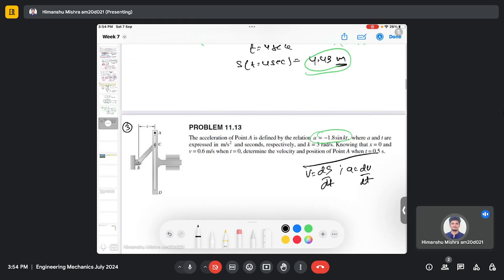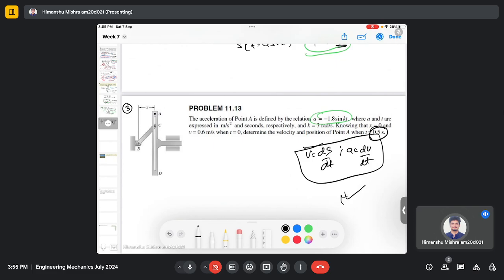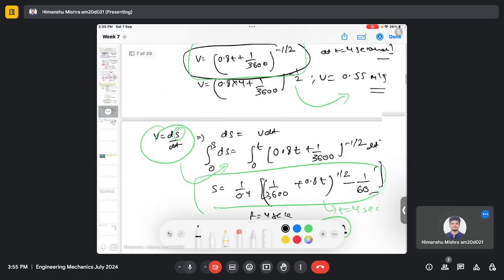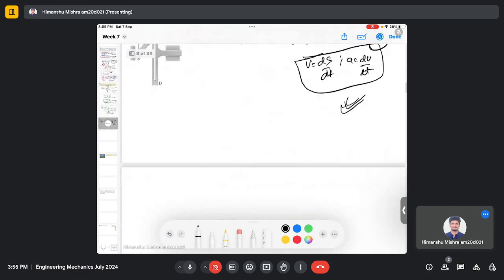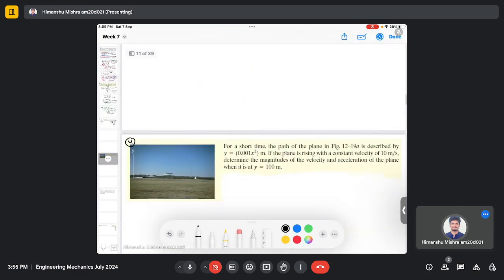So using the same methodology, you need to find the velocity and position at time t equals 0.5 second. Earlier we found the same at t equals 4 seconds, and in the first question we found all three quantities at time equals 3 seconds. So here it is just 0.5 second. So try to solve this problem by yourself because it's the same method that we just have used in the previous couple of problems. So let's move to the next one.